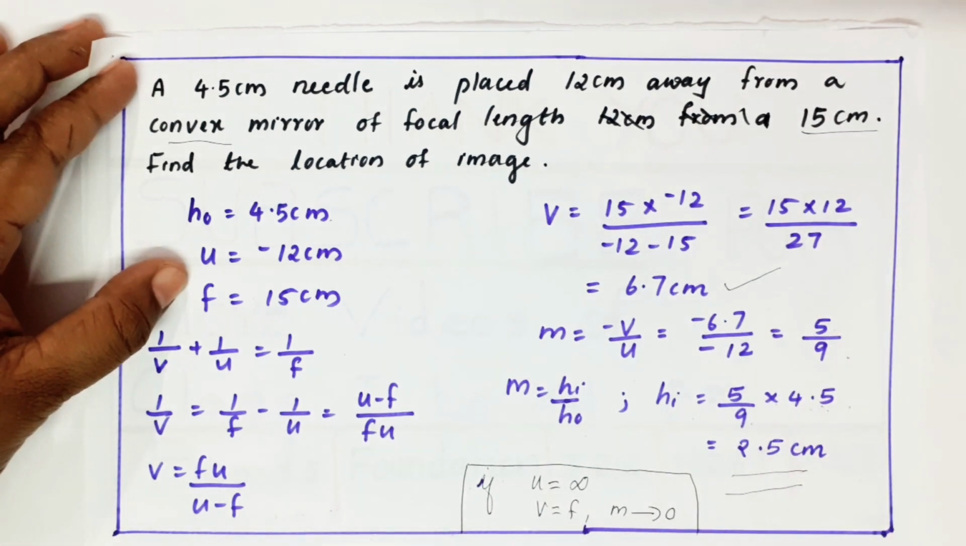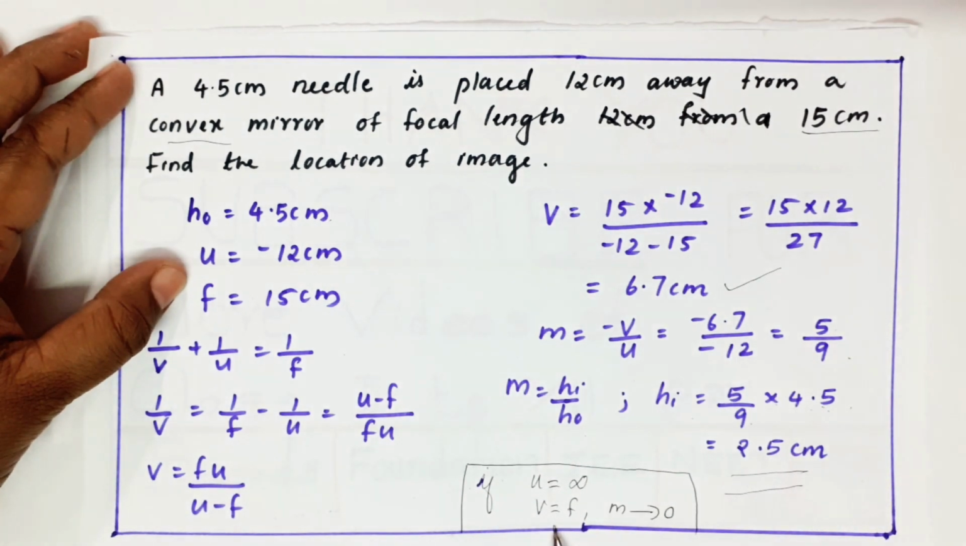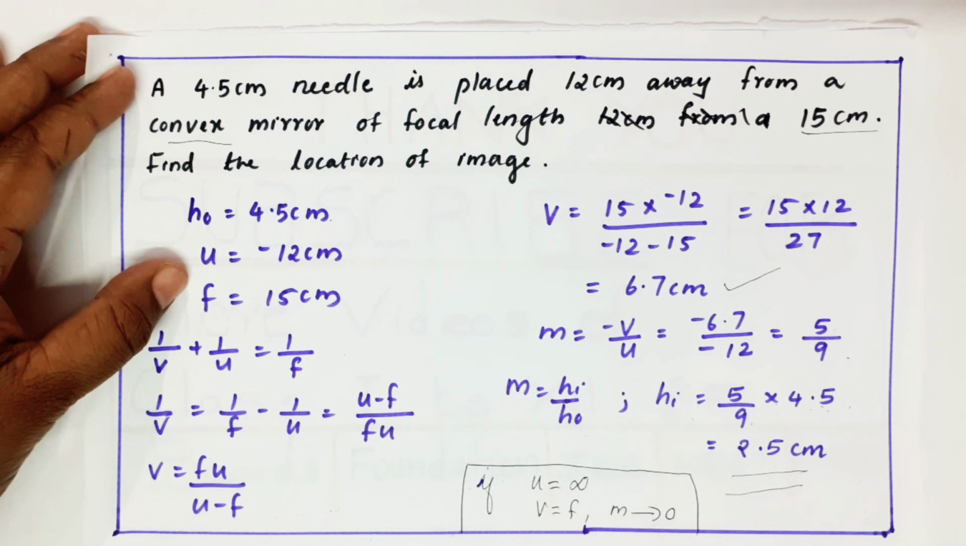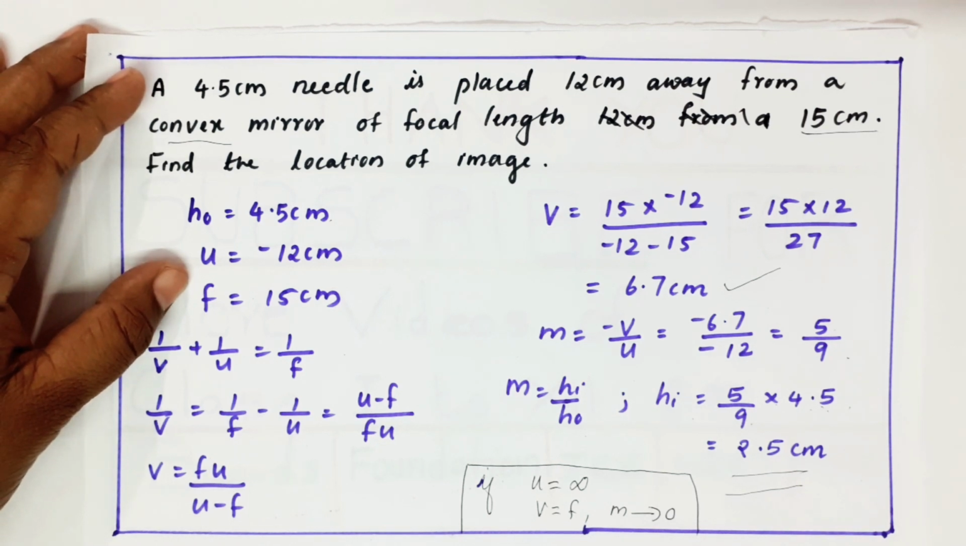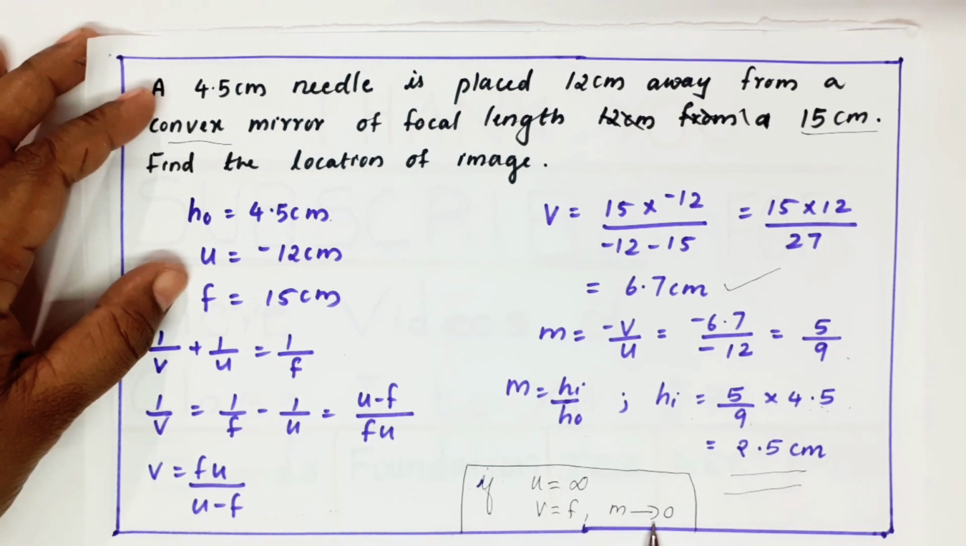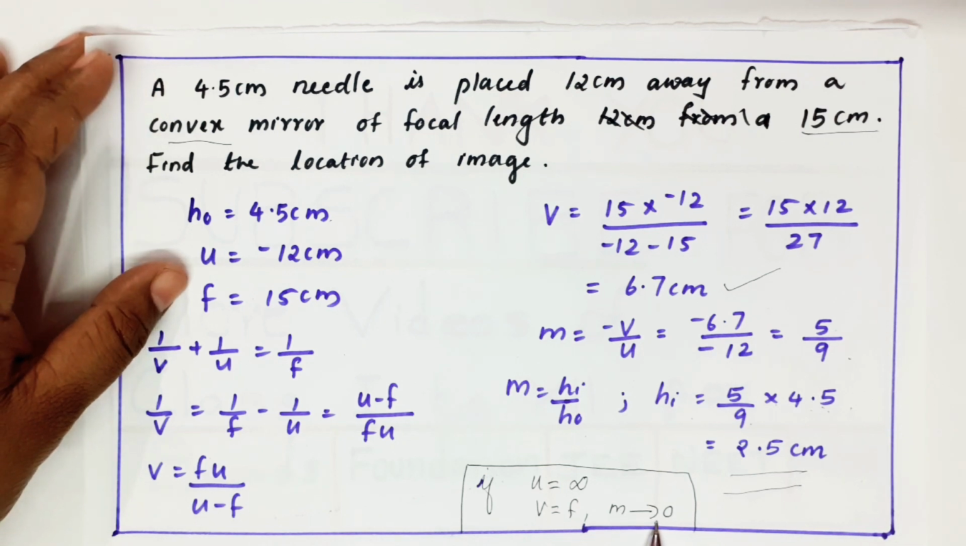Now, in a convex mirror, we know that when the object is at infinity, the image should be at the focus and it will be a highly diminished image. The height of the image will be very small, approximately 0.